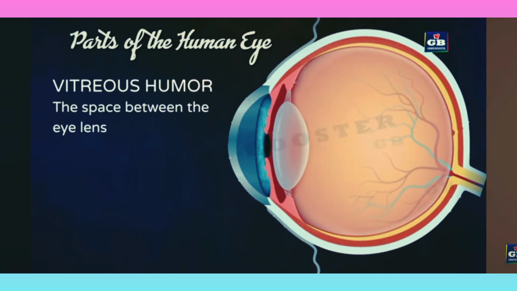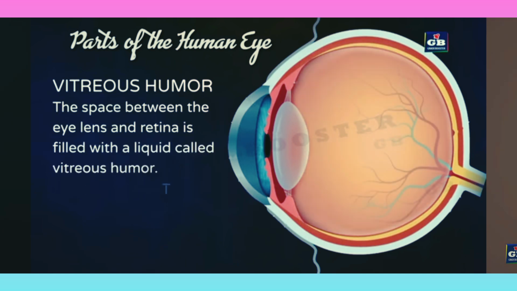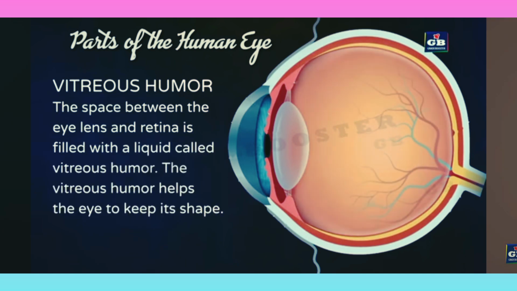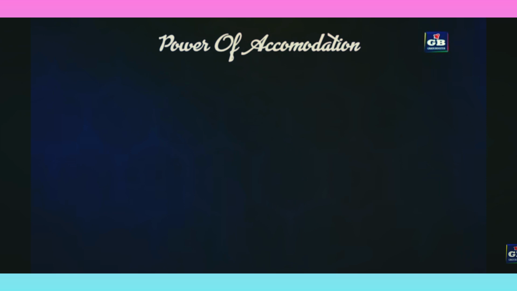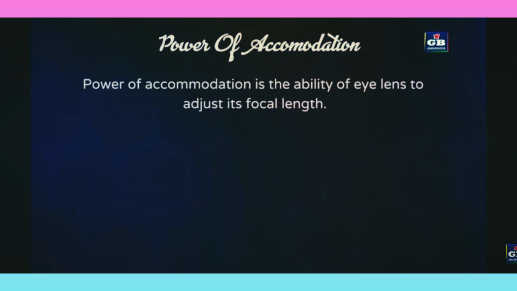Vitreous humor. The space between the eye lens and retina is filled with a liquid called vitreous humor. This vitreous humor helps the eye to keep its shape. Power of accommodation. Power of accommodation is the ability of eye lens to adjust its focal length.